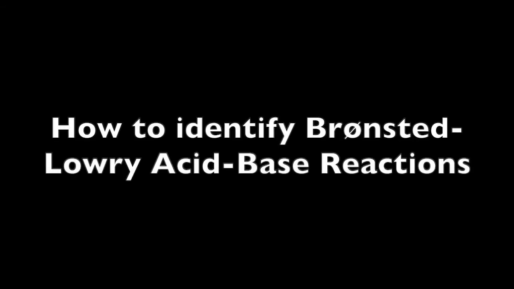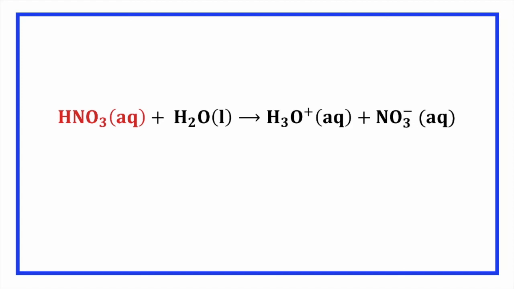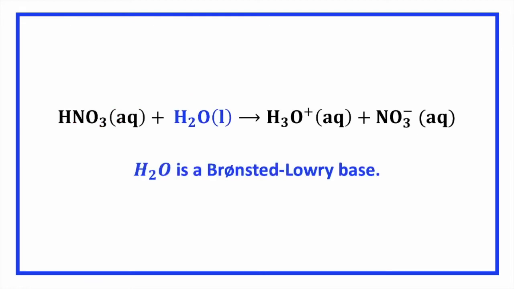So, how to identify Bronsted-Lowry acids and bases? Well, the acid gives away a proton and the base accepts a proton. You could also say that the acid gives away a hydrogen ion and the base accepts the hydrogen ion. So here's an example. We have nitric acid and we're putting it into water. The nitric acid is a Bronsted-Lowry acid and it donates a proton. The water is a Bronsted-Lowry base and it accepts a proton.